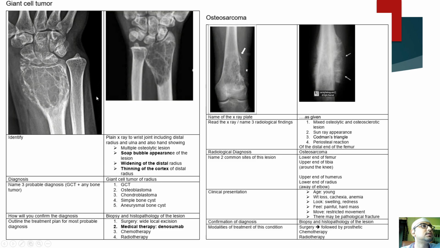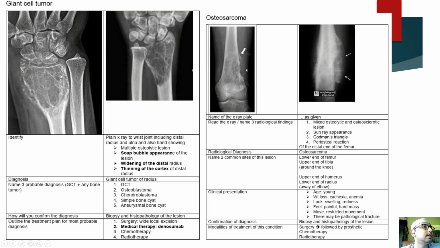So plain X-ray of the wrist joint here, distal radius and ulna, also hand, showing multiple osteolytic lesions. Soap bubble appearance, yes, this is the important term. Soap bubble appearance of the lesion, and widening of the distal radius, and thinning of the cortex. The cortical region is thinned out. Soap bubble appearance and widening of the distal radius.